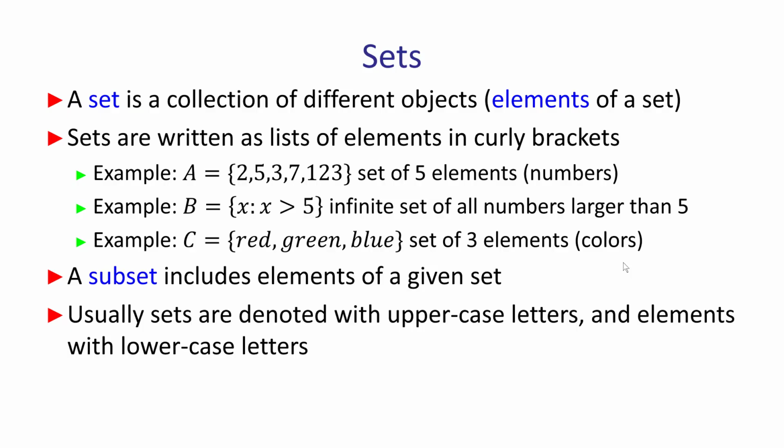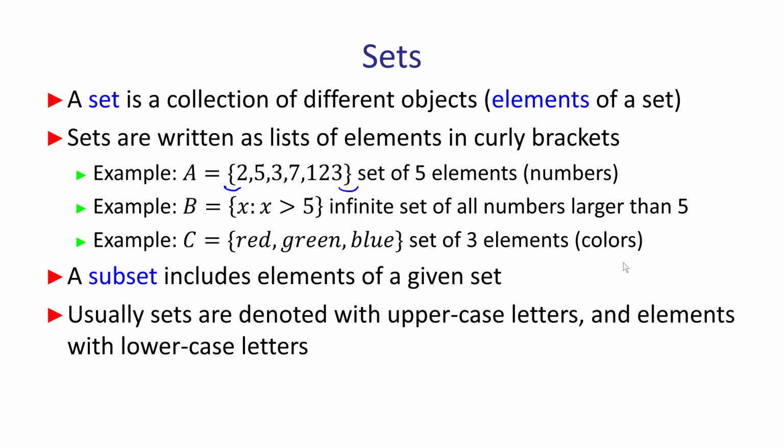We will start with explanations on sets. A set is a collection of different objects, and this is not a formal definition because there is no formal definition in math for sets, but intuitively we understand what it means: a collection of different objects. Those objects which are part of that set are also called elements of a set. If you want to write some set as a list of numbers or a list of some objects, you write it in curly brackets like that.